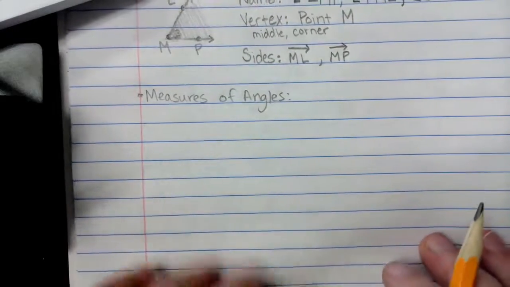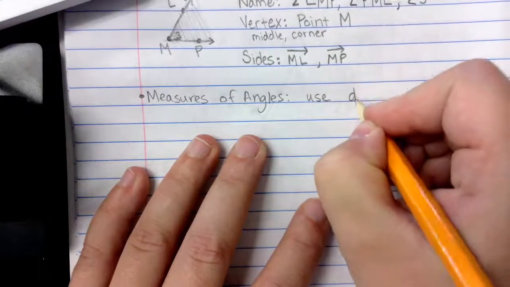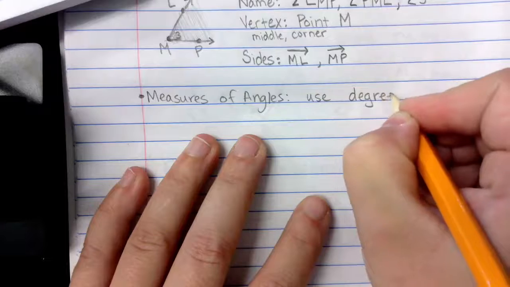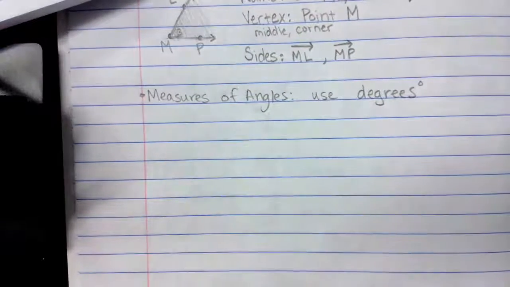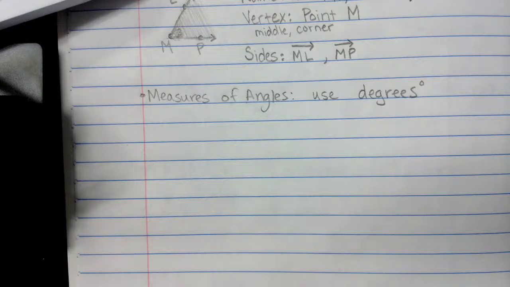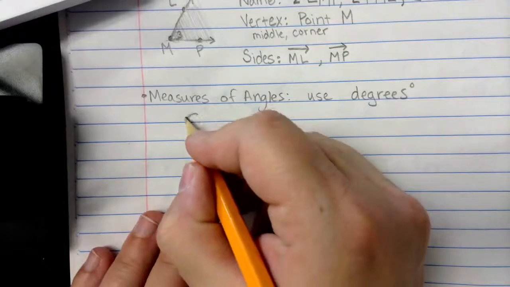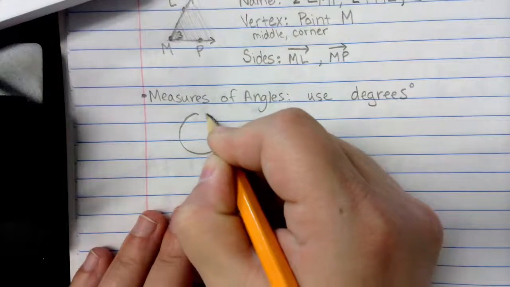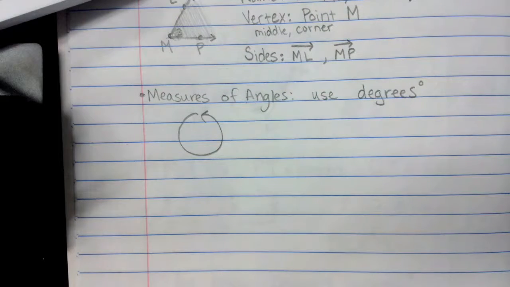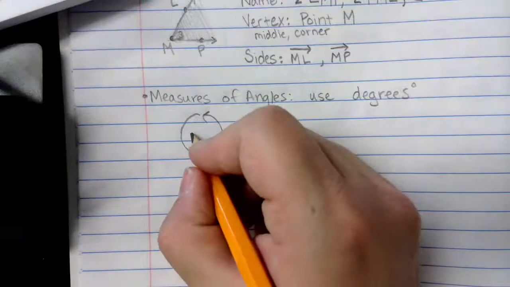All right, measures of angles. When we measure angles, we use degrees. Now, when we use degrees, we're not talking about degrees Fahrenheit or degrees Celsius. We're just talking about plain degrees. So let's talk about that for a second. If I make a full circle, how many degrees are in a full circle? 360.